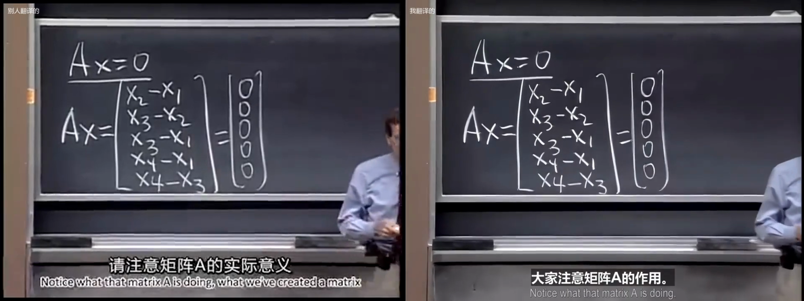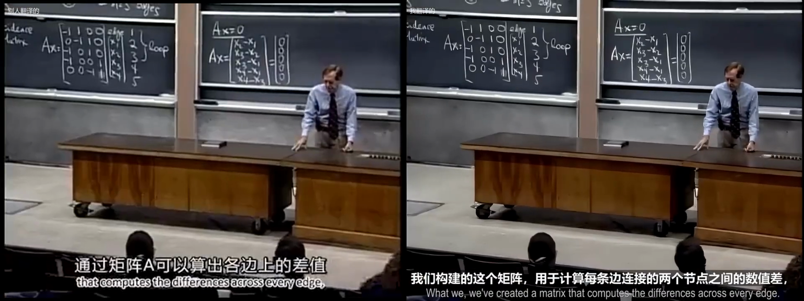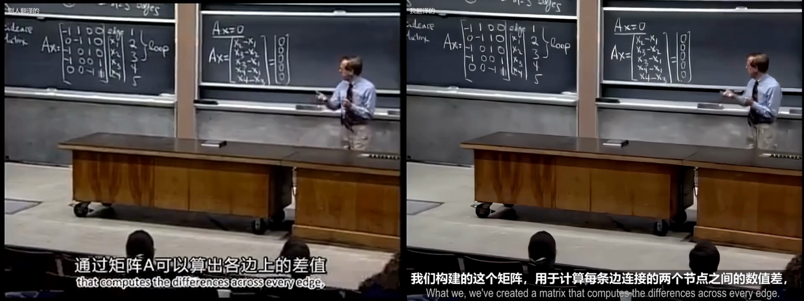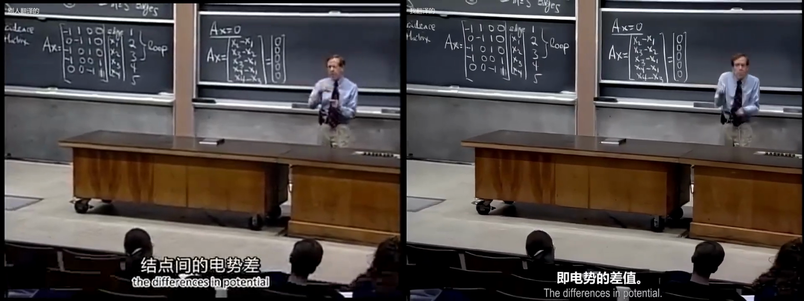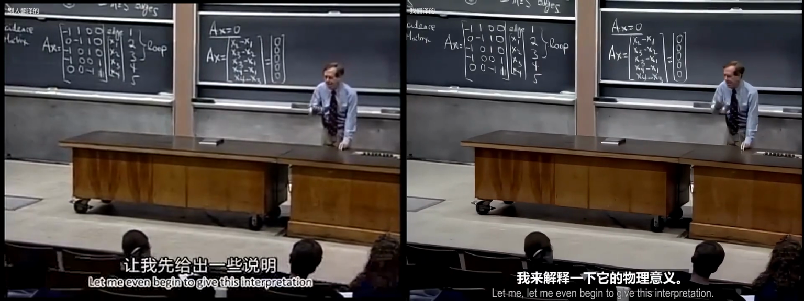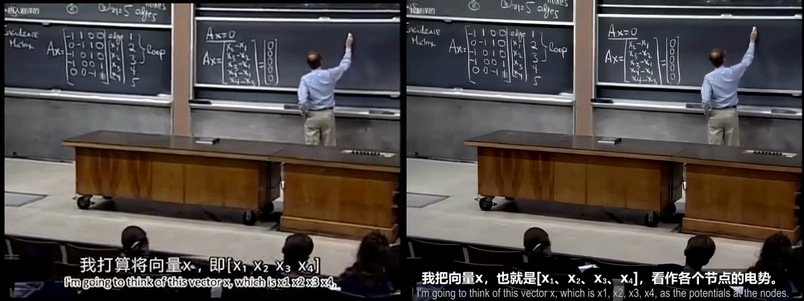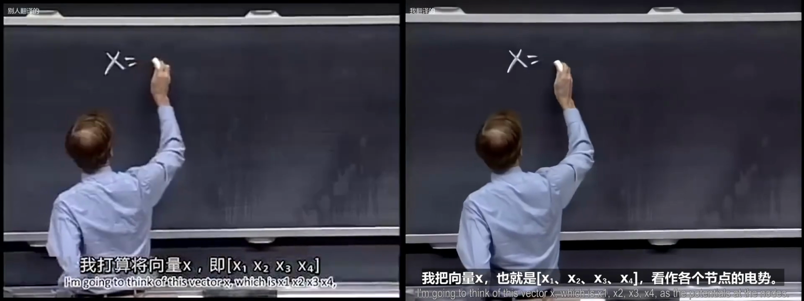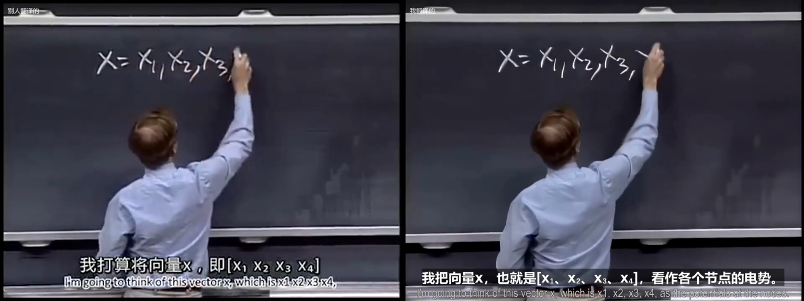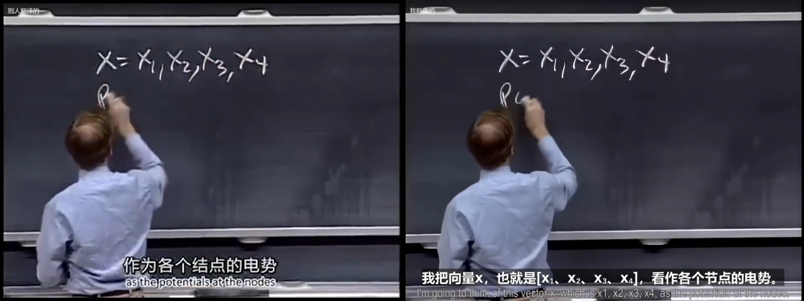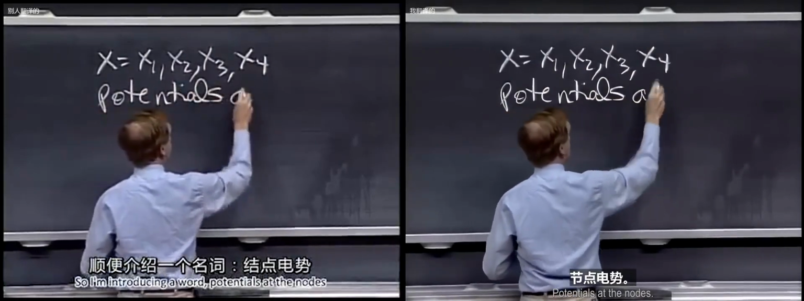Notice what that matrix A is doing. We've created a matrix that computes the differences across every edge, the differences in potential. Let me even begin to give this interpretation. I'm going to think of this vector x, which is x1, x2, x3, x4, as the potentials at the nodes. So I'm introducing a word, potentials at the nodes.